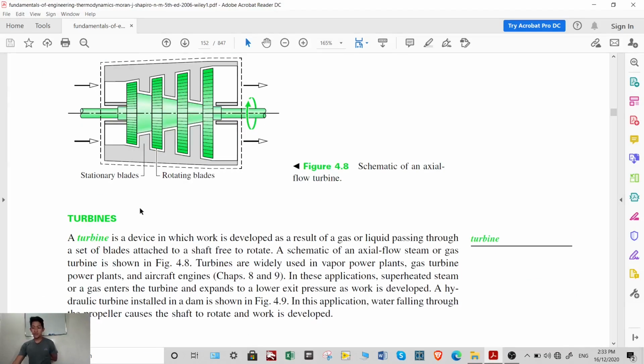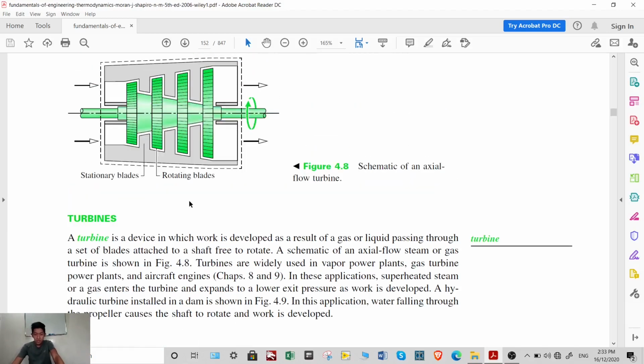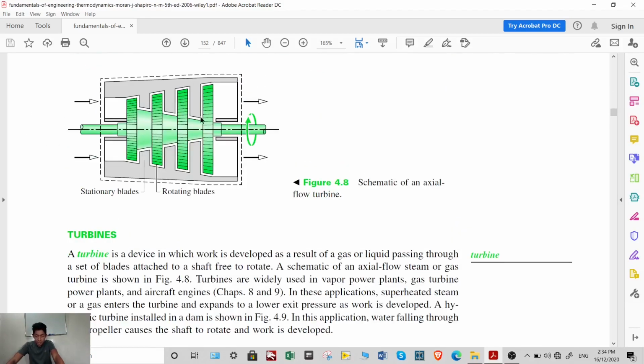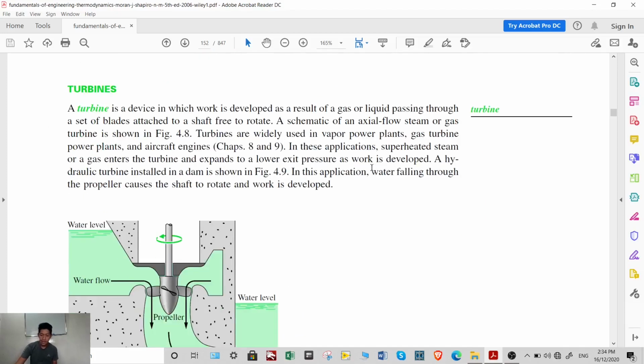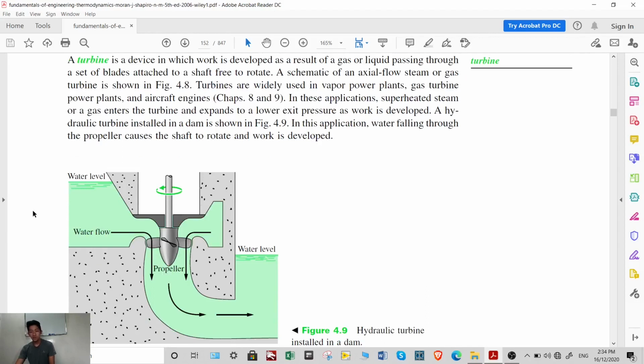Okay, let's proceed to turbines. A turbine is used to produce power. It is a device in which work is developed as a result of a gas or liquid passing through a set of blades attached to a shaft, free to rotate. This is an axial flow turbine, meaning the flow is along the axis. This is a hydraulic turbine. This is a propeller or Kaplan turbine, usually used in hydropower systems.